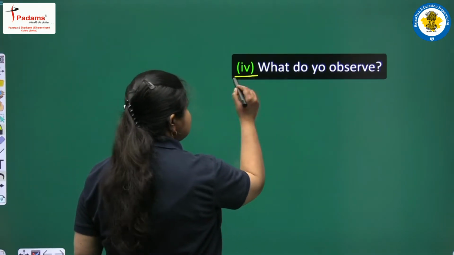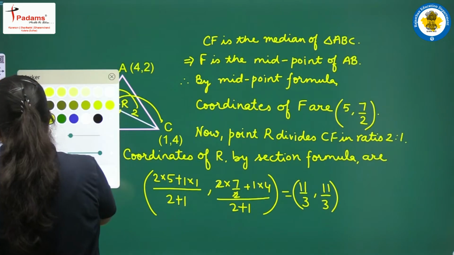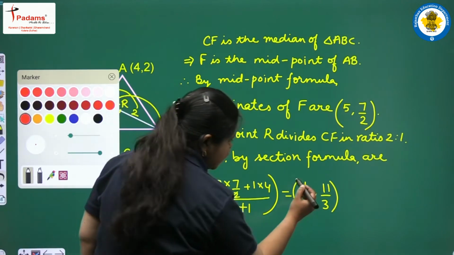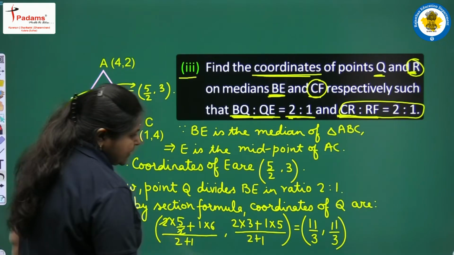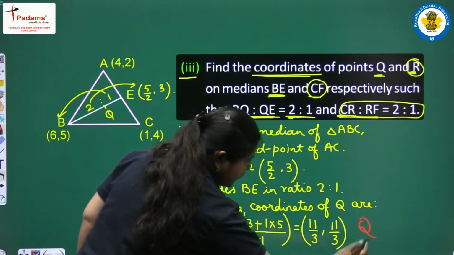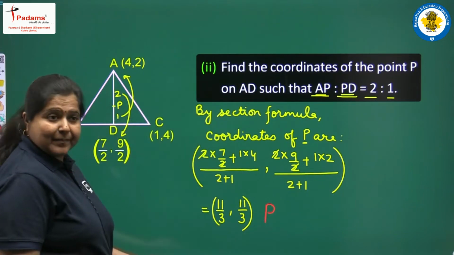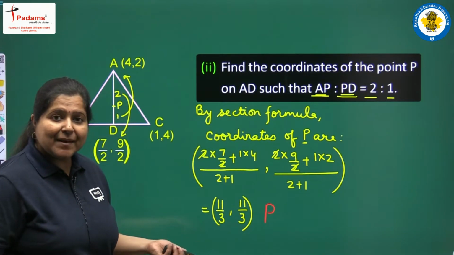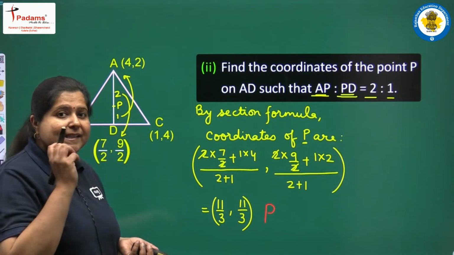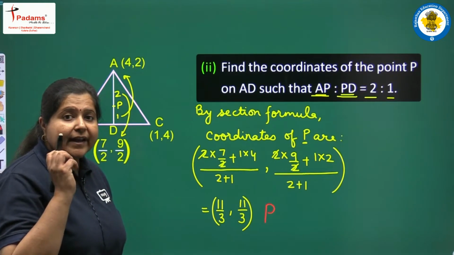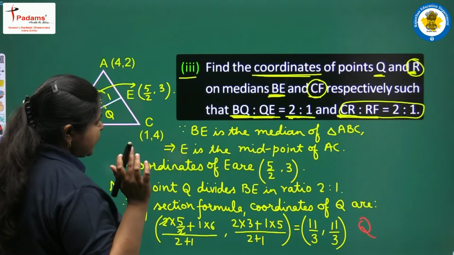What do you observe? देखिए आप क्या देख रहे हैं हम. Let me change the color for a while. This is point R, coordinates of point R. Then this is point Q, coordinates of point Q, and these are the coordinates of point P. तीनों ही केस में हमें सेम कोऑर्डिनेट्स मिल रहे हैं. तो इसका मतलब क्या हुआ कि तीनों मीडियंस एक ही पॉइंट से क्रॉस कर रहे हैं, एक ही पॉइंट से गुजर रहे हैं. वी राइट इट हियर विद अ डायग्राम.